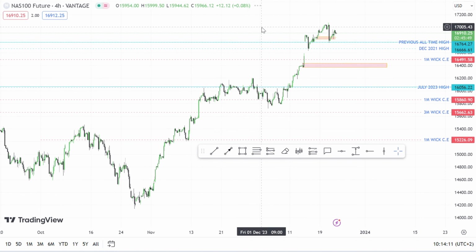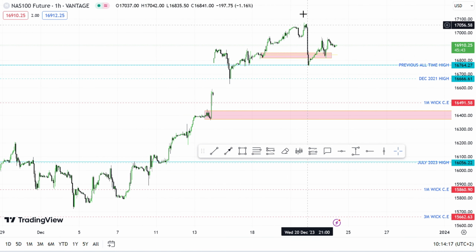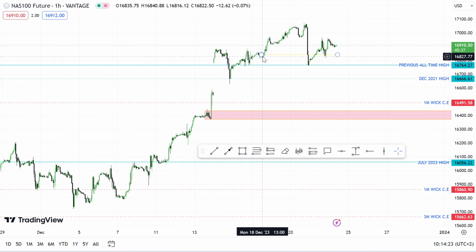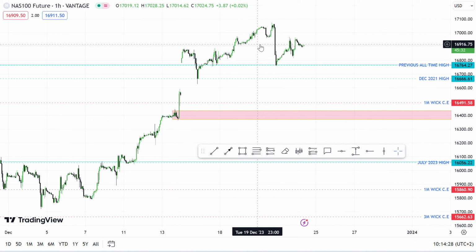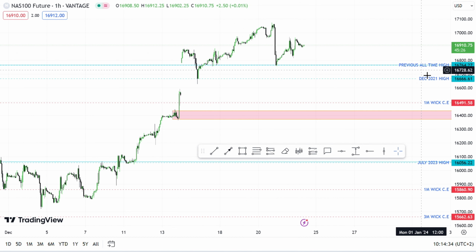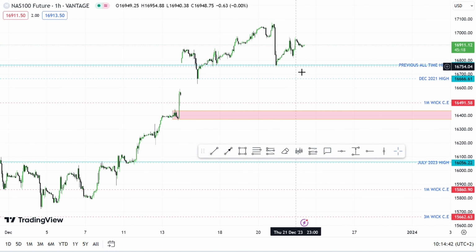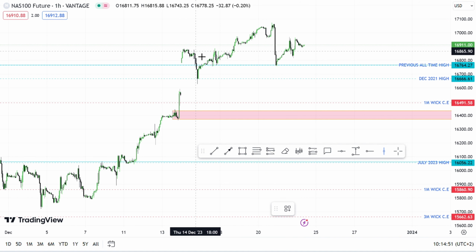1 hour chart. Sorry, 1 hour chart. Let me remove that real quick. So what do we have here, right? As you can see, it's marked here, the previous all-time high that we broke. After we broke it, we created another high. So, where did this week start, right?